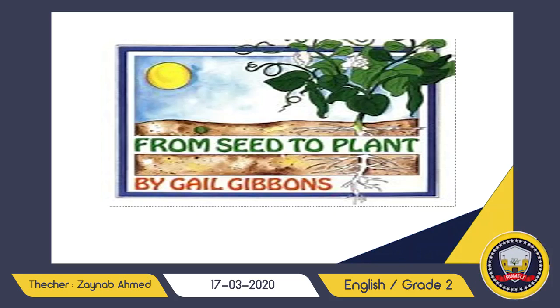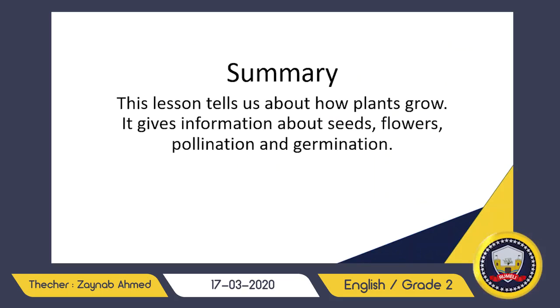Let me quickly tell you the summary for this lesson. This lesson tells us about how plants grow. It gives information about seeds, flowers, pollination and germination. I know some of these terms are new for you, like pollination and germination, but by the end of this lesson, I'm sure that you will be able to know the difference between pollination and germination, and you will be able to identify all the different parts of a flower. But let us just start with seeds.